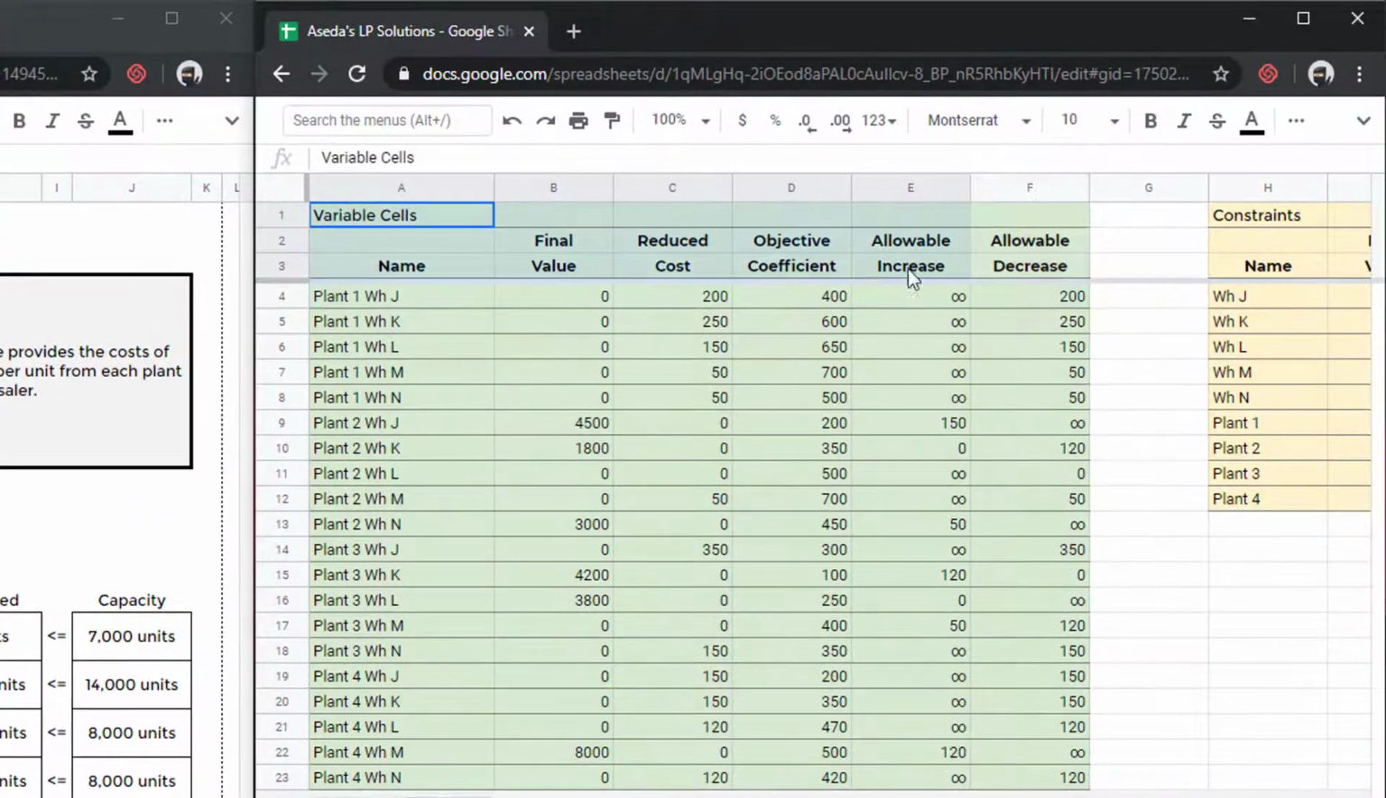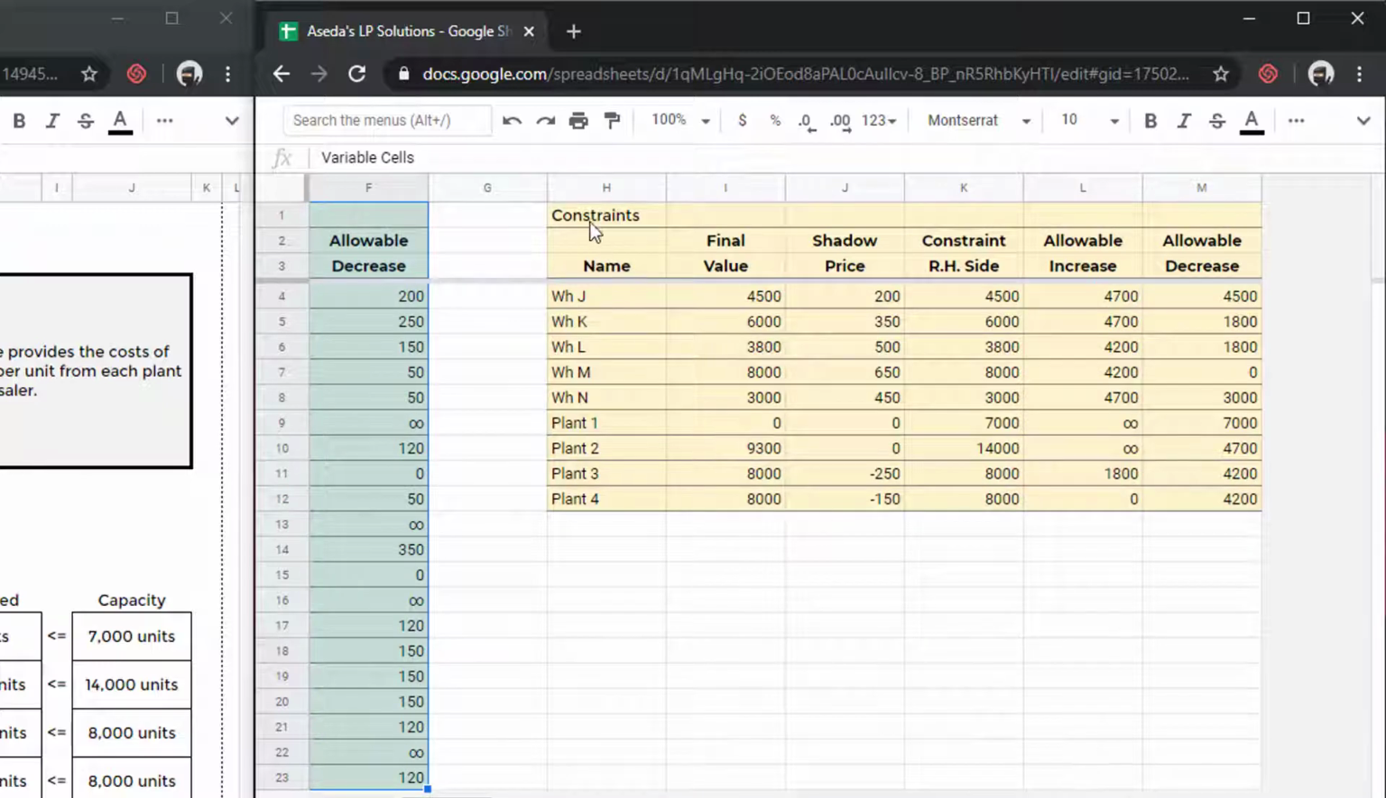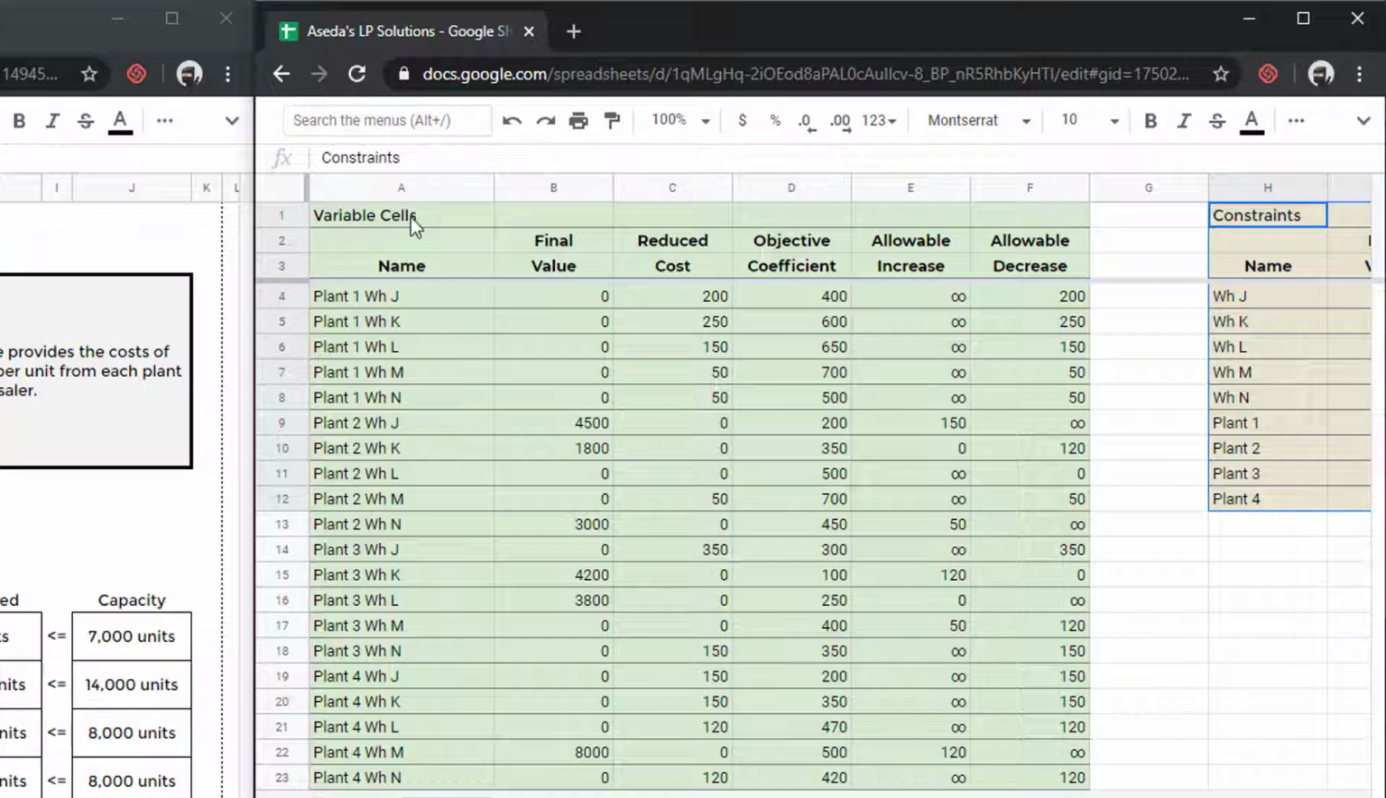So let's start with the variable cells. I've highlighted this green so we know that this is talking about our decision variables. This sensitivity report is specific to our decision variables. This sensitivity report is specific to our constraints, right? So we'll come to the constraints later. Let's start with the decision variables sensitivity report. We want to start looking at final value.